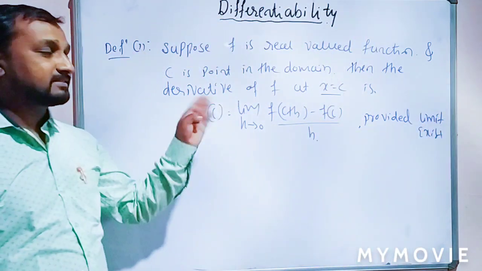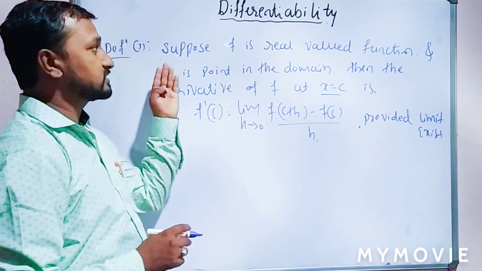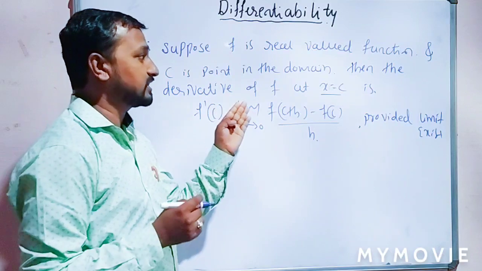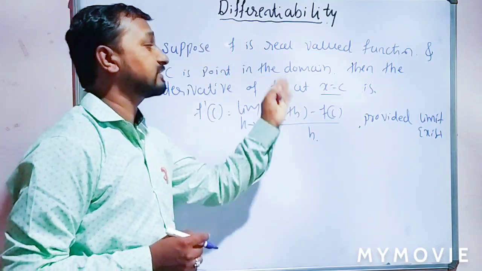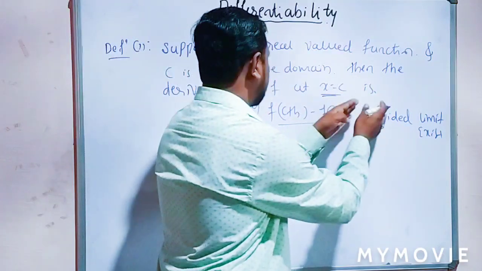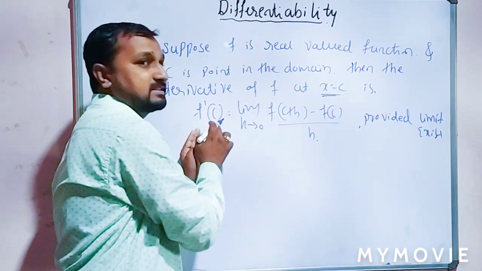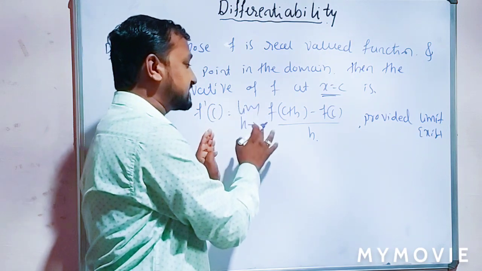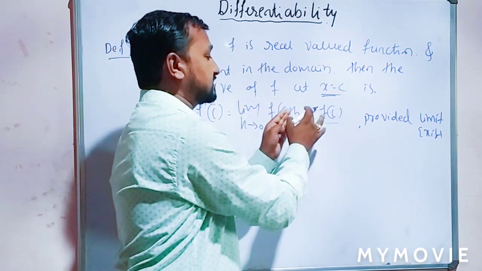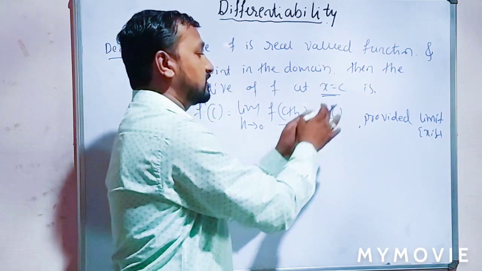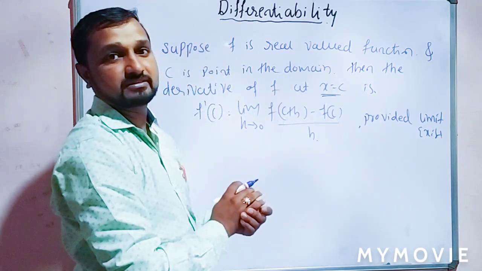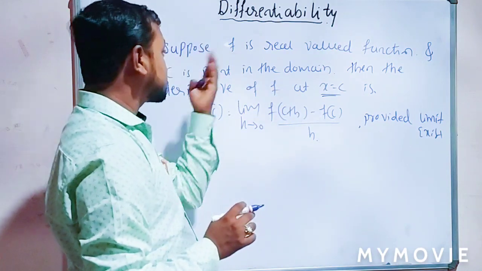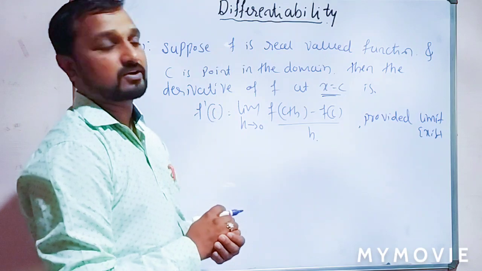Already we know this definition from first PUC. Suppose f is a real valued function and c is a point in the domain of that function. Then the derivative of f at the particular point x equal to c is given by f dash of c. This is the symbol of derivative. f dash of c is equal to limit of h tends to 0 of f of c plus h minus f of c divided by h, provided the limit exists. So this is one definition at the particular point x equal to c.